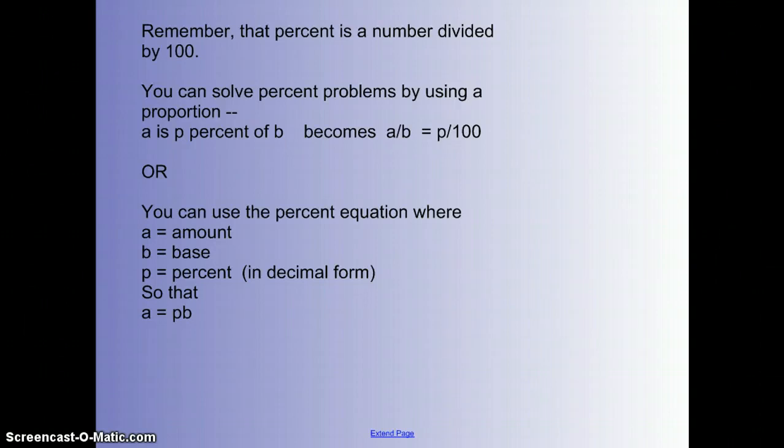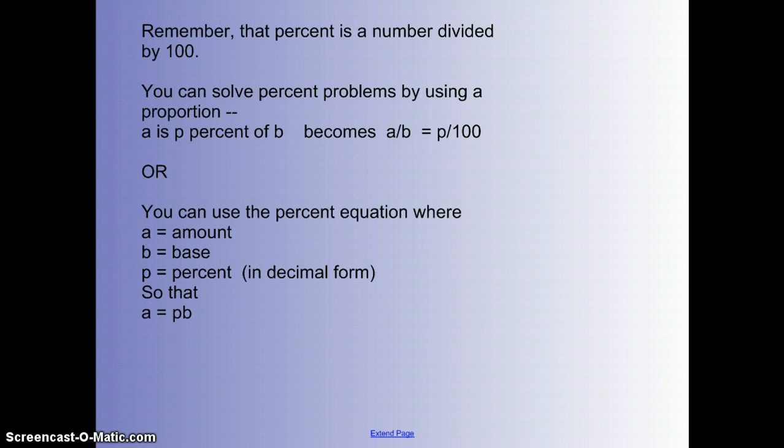That is, A is P percent of B becomes A over B equals P over 100. Then to solve that, you would cross multiply. If you're used to the is over of method, this is what you would do. But I think a simpler way to do it is with the formula A equals PB.